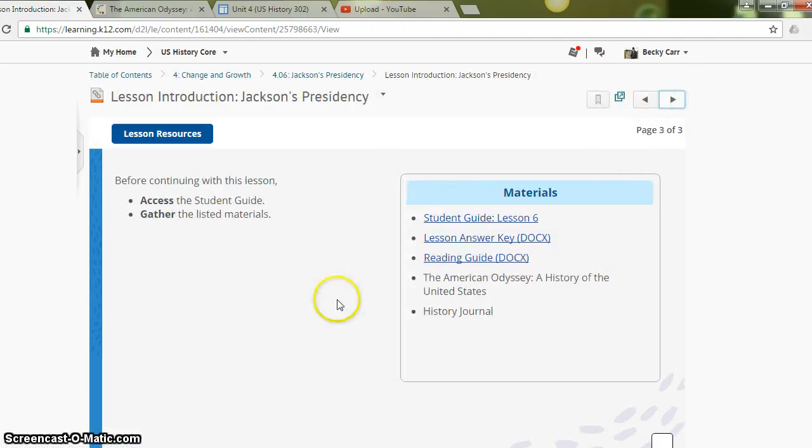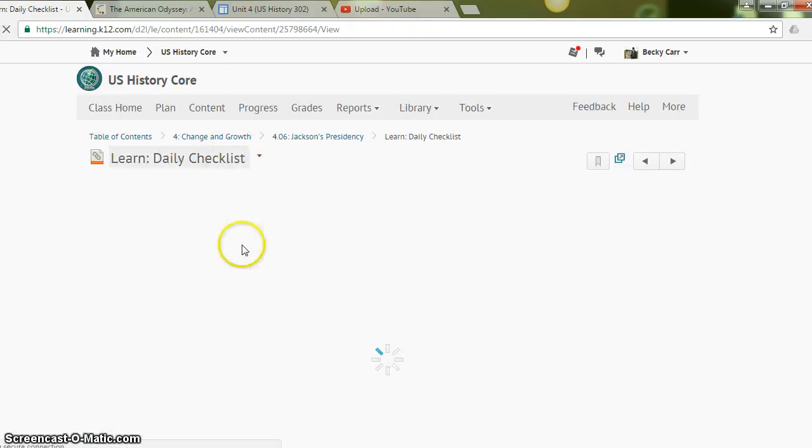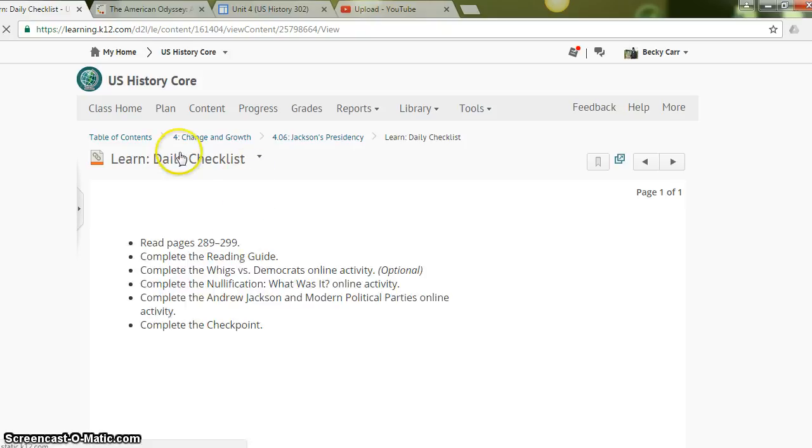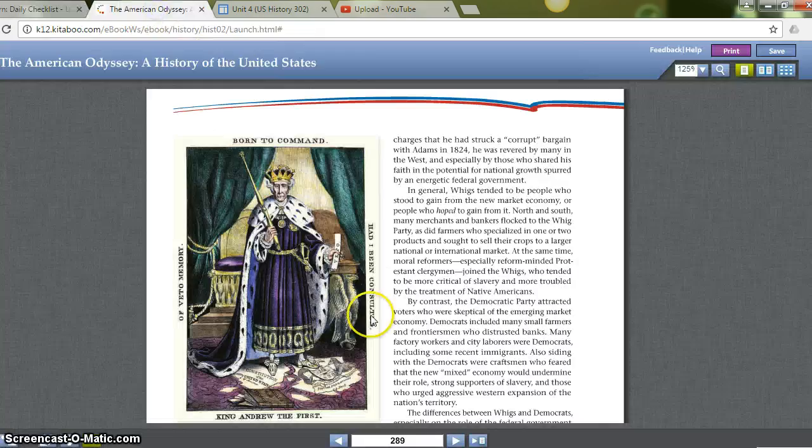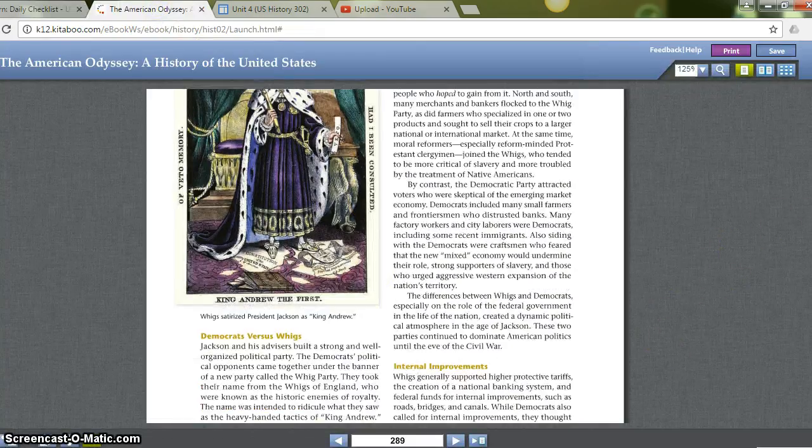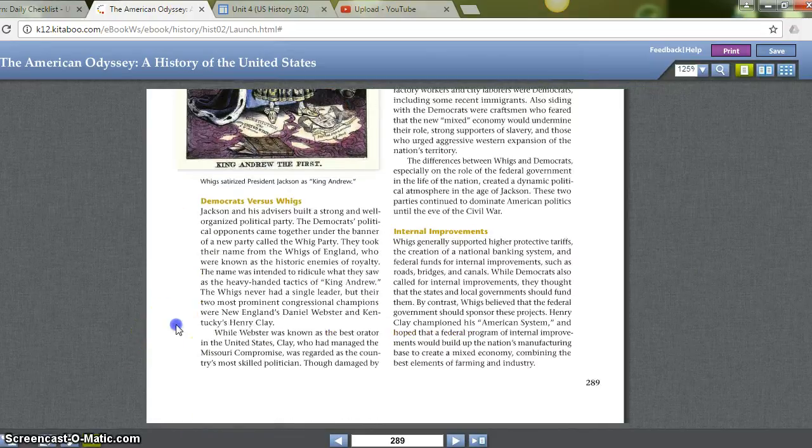And then we will begin with our reading. Don't forget to get your reading guide and lesson answer key. And we will start by reading pages 289 through 299. Okay. Democrats versus Whigs.